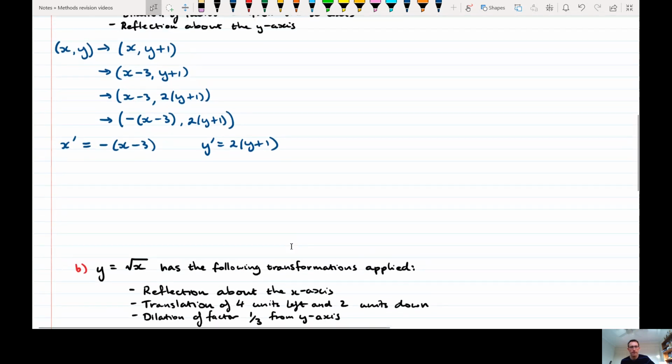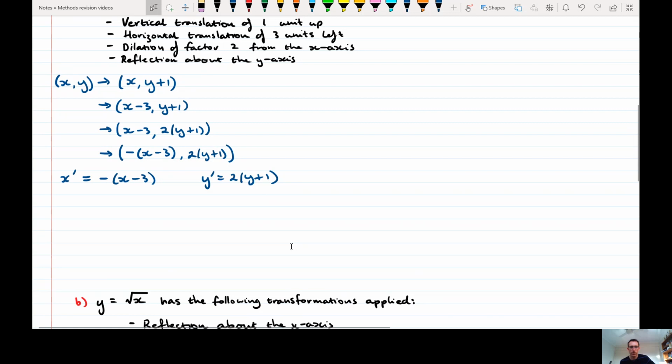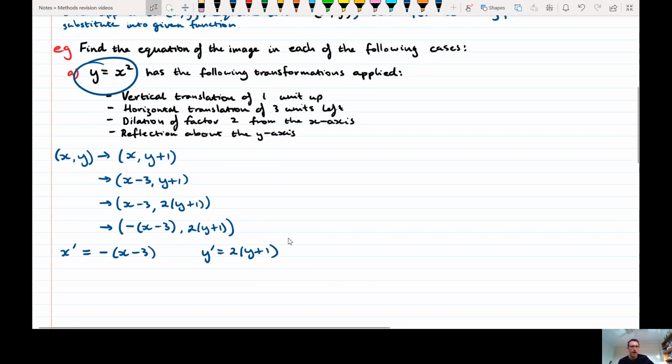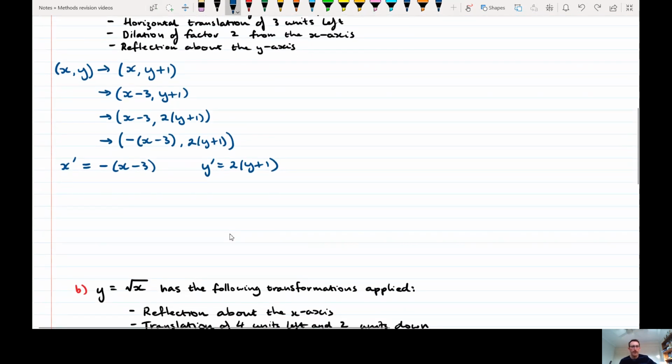I now need to get x and y by themselves because I want to replace them in the original equation. The original equation's y and x are this y and x. I need x' and y' to go into that equation, and the way I do it is by getting x by itself. First step is divide by negative 1, so you get negative x there, and then you add 3. So x equals negative x' plus 3, and we're going to substitute this into the equation above. And this other one over here is going to be y plus 1 equals a half of y', and then you subtract 1.